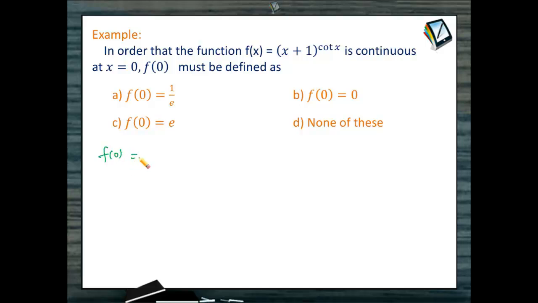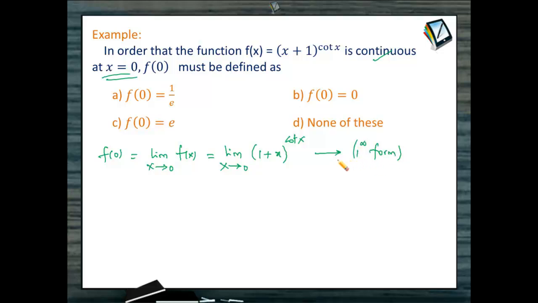But by the definition of continuity, because the function is said to be continuous at x equal to 0, f of 0 must be equal to the limit as x tends to 0 of f of x. So let's calculate this limit as x tends to 0 of f of x. What is the function? (1 + x) whole to the power of cot x. What happens when I directly substitute the value? As x tends to 0, it is 1, cot 0 is undefined, so it's in 1 power infinity form, right?